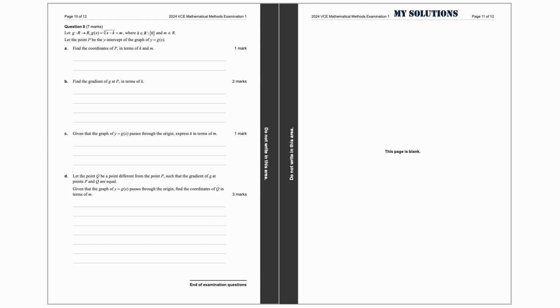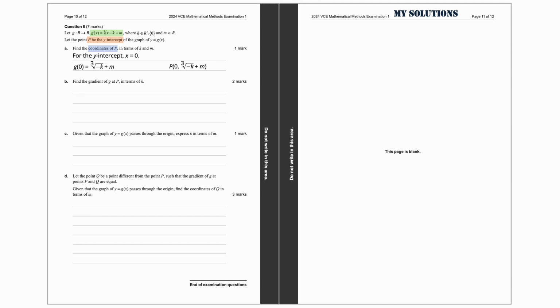Question 8. We are given the function g of x equals the cube root of x minus k plus m. Let the point P be the y-intercept of the graph of y equals g of x. Part A. Find the coordinates of P in terms of k and m. For the y-intercept x equals 0. Therefore, g of 0 equals the cube root of negative k plus m. So, point P has coordinates 0 and the cube root of negative k plus m.